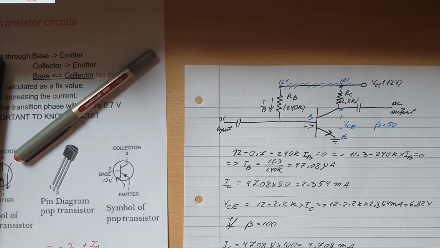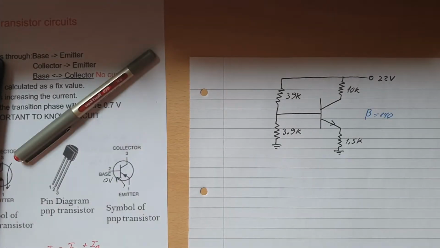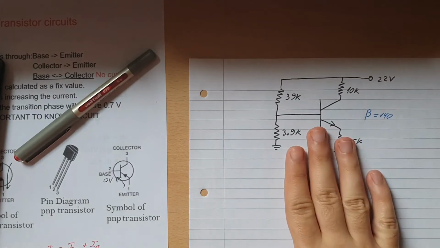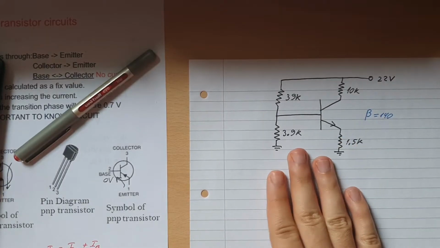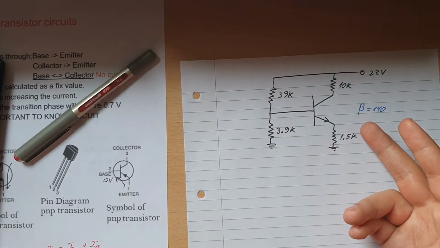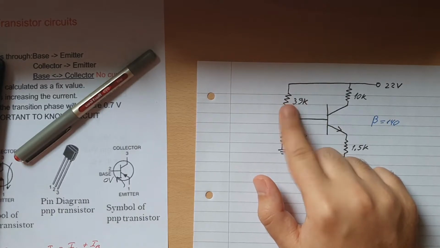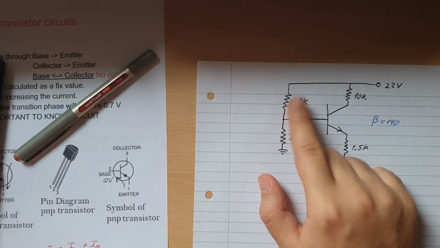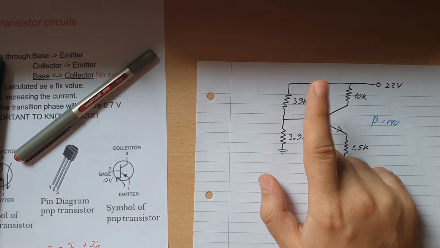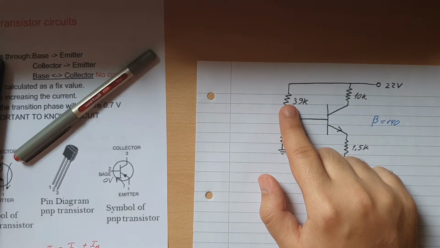Alright, let's go to the next one then. This one is an amplifier formation, and I'll show you why this is special compared to the other transistors that we did so far, especially because of this component, and why in transistor amplifiers we do use this component.